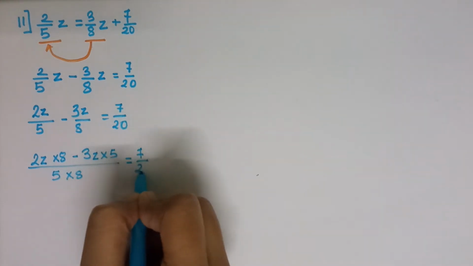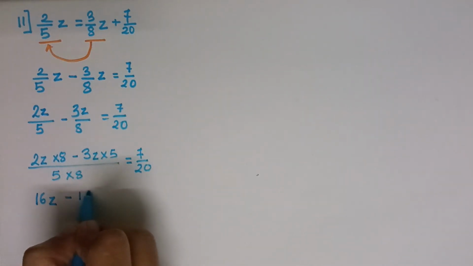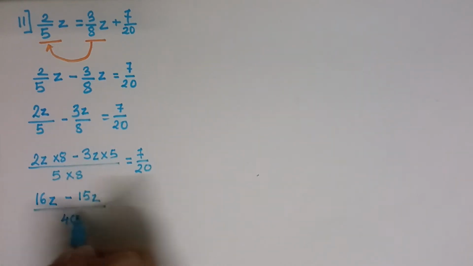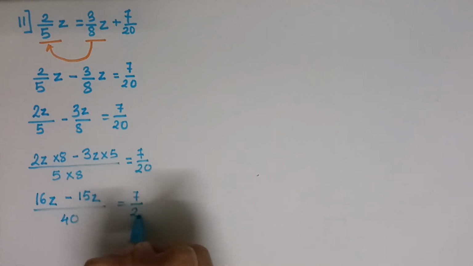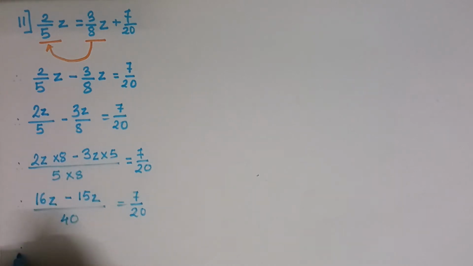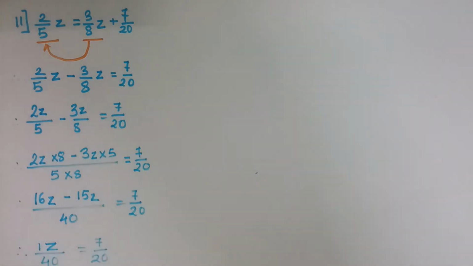Children, am I correct? Yes? Okay, alright. So 2z multiplied by 8 will become 16z minus 5 into 3, 15z, upon 5 into 8, that is 40, is equal to 7 upon 20. Let us give the sign, which I usually forget. So 16z minus 15z will be 1z upon 40 is equal to 7 upon 20.